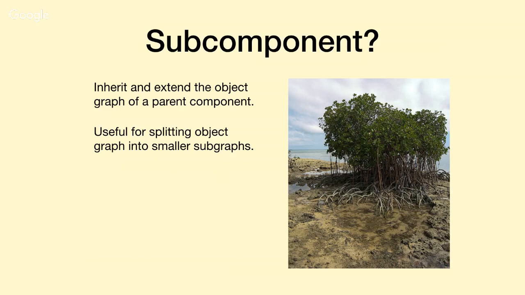So what exactly is this? Well, as I said, it's how we extend the object graph of the parent component. Anything annotated with a subcomponent is assumed to have a parent, but components themselves don't generally have a parent. But subcomponents will then inherit, well, depending on how you implement it, subcomponents should inherit the providers of their parent component.